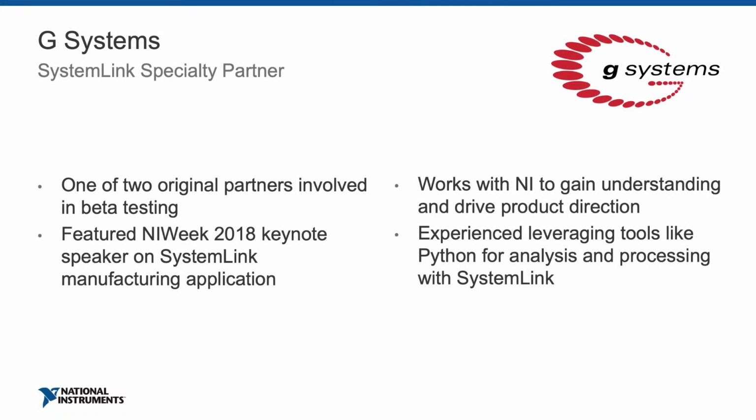We have select specialty alliance partners such as G-Systems that are uniquely qualified to innovate with SystemLink to serve systems and data management needs. G-Systems is experienced with leveraging tools such as Python for data analysis. G-Systems is one of the 2 original partners involved with beta testing SystemLink and continues to work closely with NI to gain deep understanding and drive product direction.